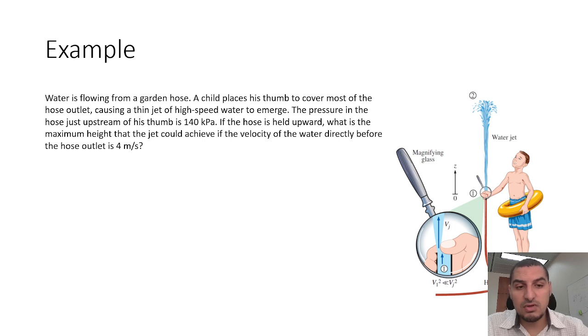So the velocity here is known to be 4 meters per second. The velocity here is known to be zero. We need to know the maximum height that the water will achieve. To do this, we can apply the Bernoulli equation. The conditions apply: we can consider water as an incompressible fluid, we consider this as steady state, there is no pump work, and we will ignore the losses.